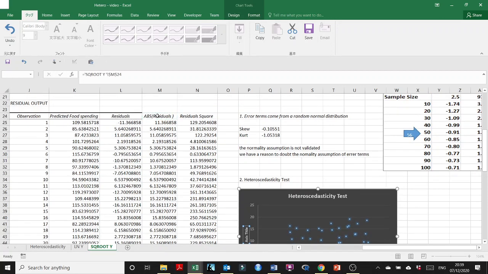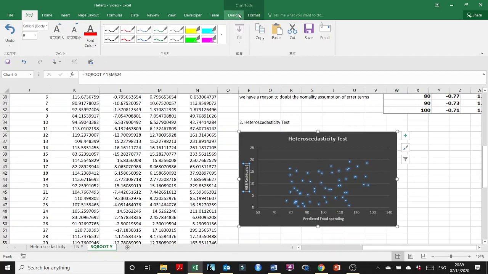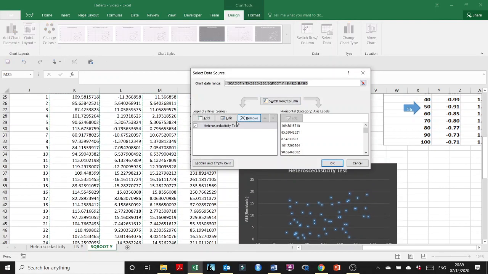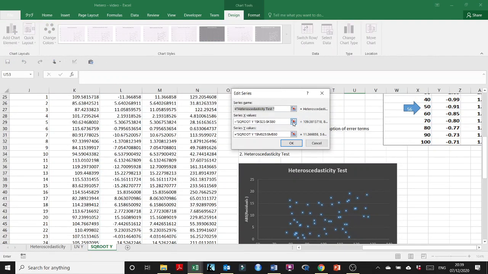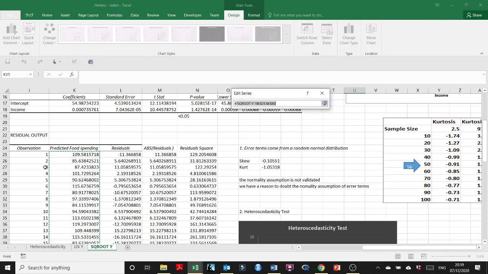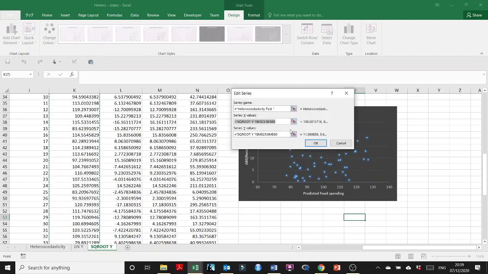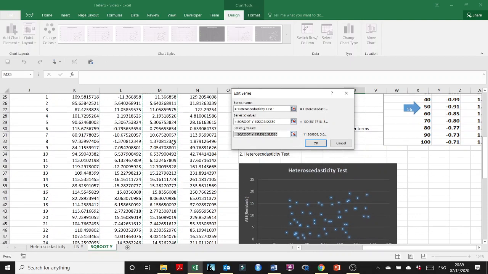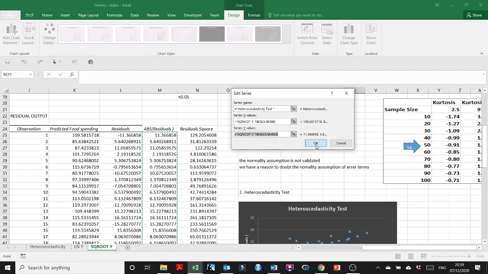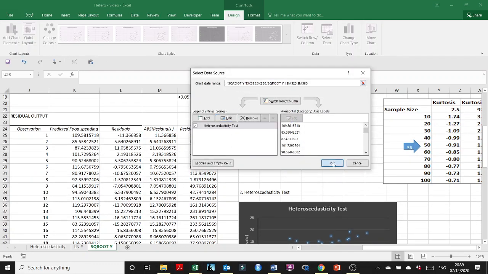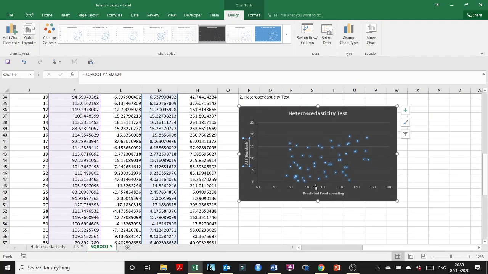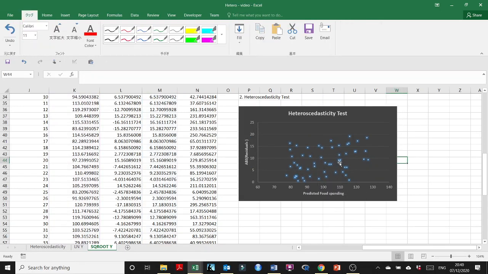The absolute errors, okay. So let me just make sure that everything is all right. Select data, edit. This x-axis series is actually the predicted spending. That's correct. So it's 109 and so forth. And the y series is in fact the absolute errors. That's correct. So yeah, now it's the right axis, right? So sometimes things happen. You just need to make sure that you troubleshoot sometimes.